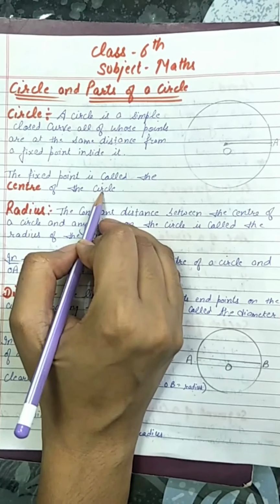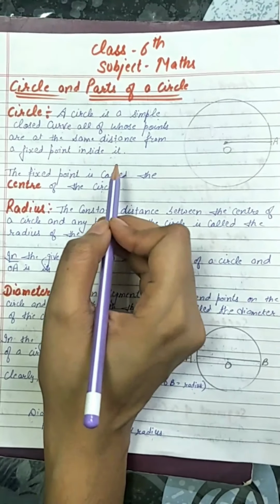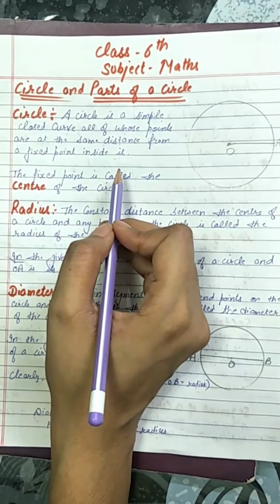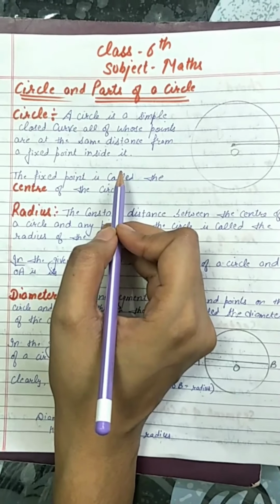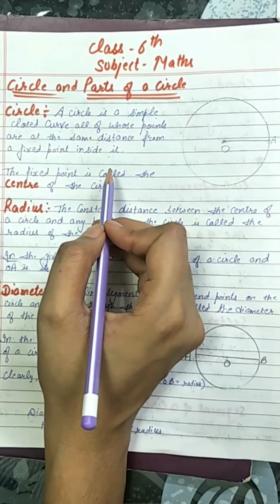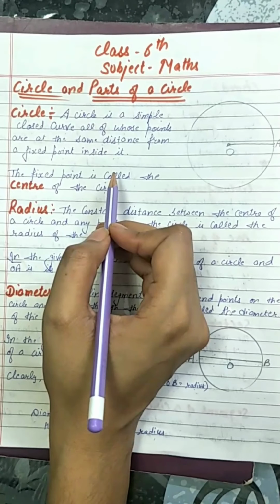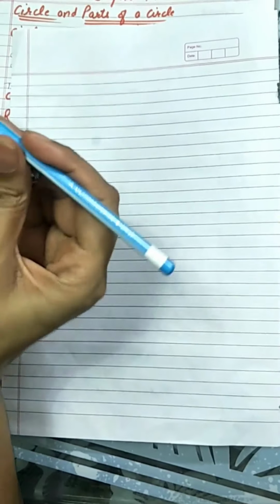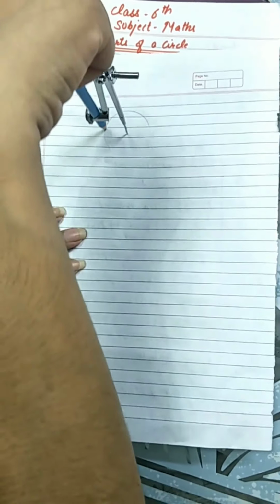Students, you can draw a circle with the help of a bangle or a bottle cap. You can also draw a circle with the help of coins. Okay students, now you can also draw a circle with the help of a compass. See here, this is a compass. You can draw a circle with the help of a compass.